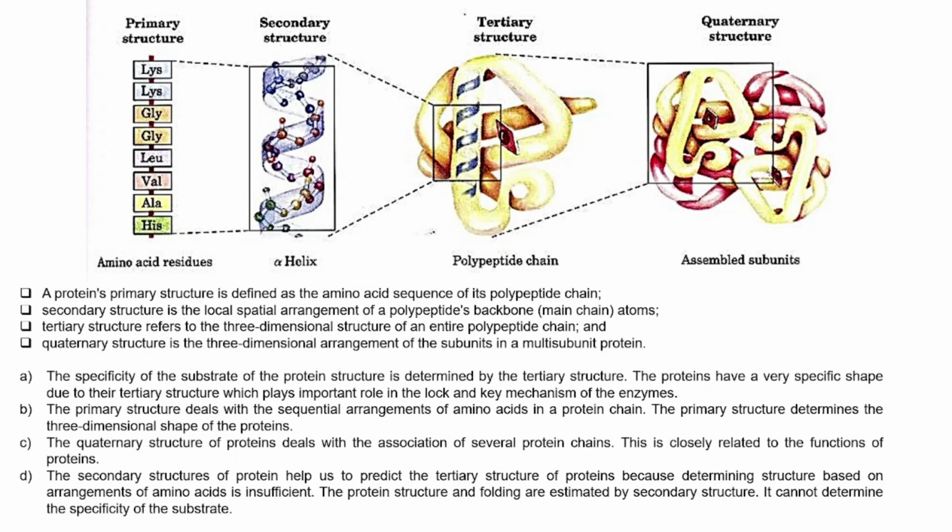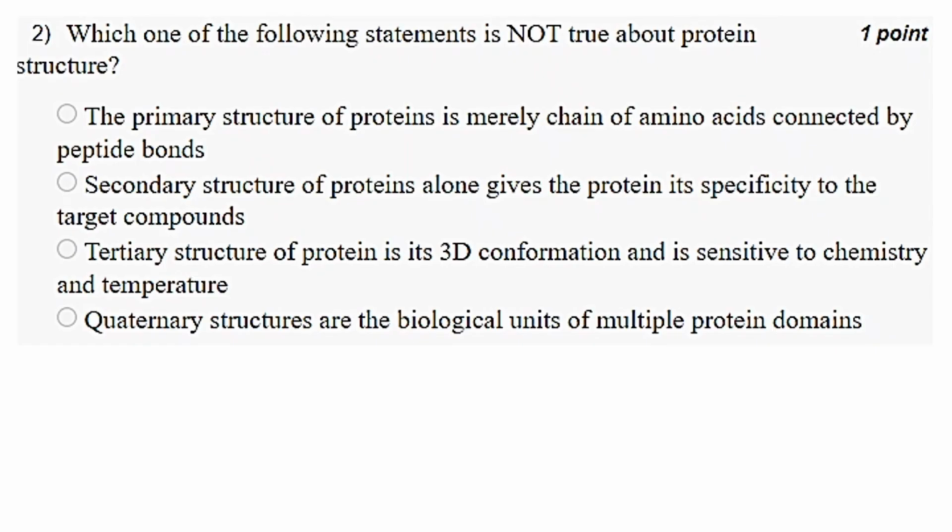So when the tertiary structure forms the 3D conformation in a protein, if it has a very particular conformation, that is only when the substrate or the target compound will come and sit on it. Whether the target compound will sit on it or not depends on the tertiary structure and not the secondary structure. That was why the second statement was not true. The second statement was false.